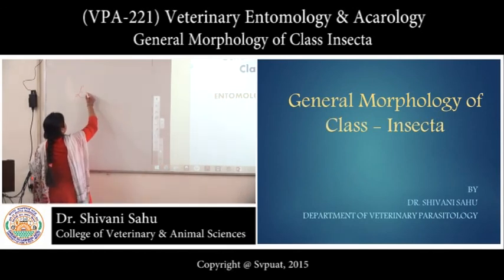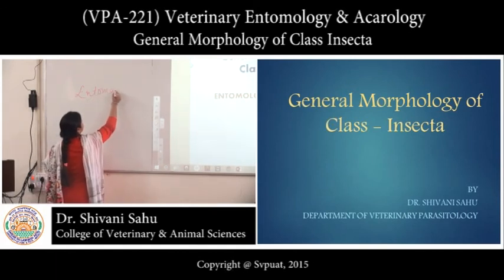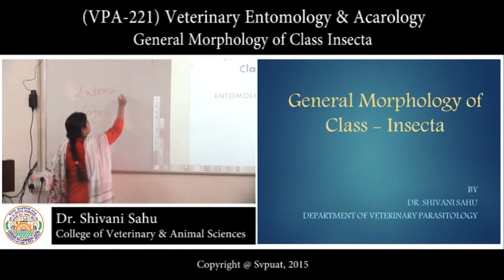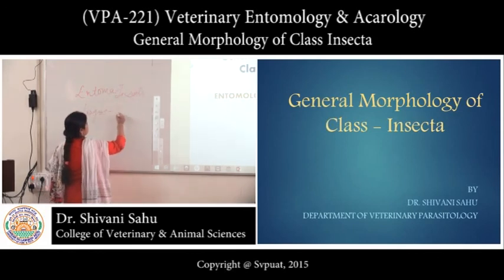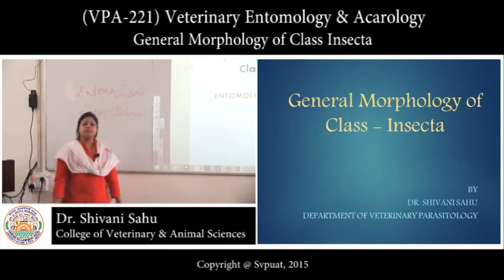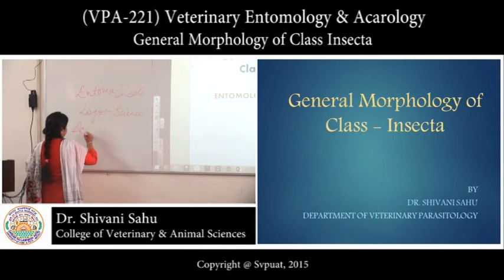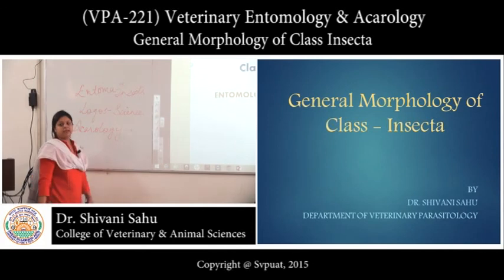So the word entomology is a Greek word which is made up of two words, entoma and logos. Entoma means insects and logos means science. So entomology is the science of insects like flies, fleas, mosquitoes, etc. Next is acarology. It is the study of ticks and mites, also known as acarinids.